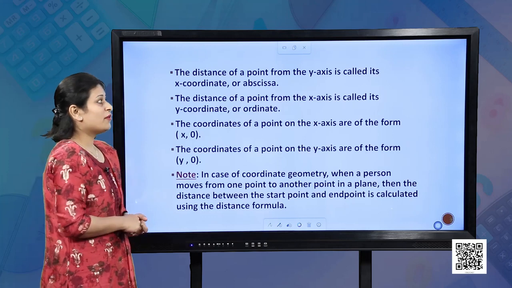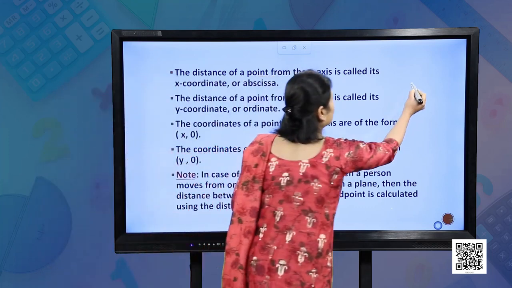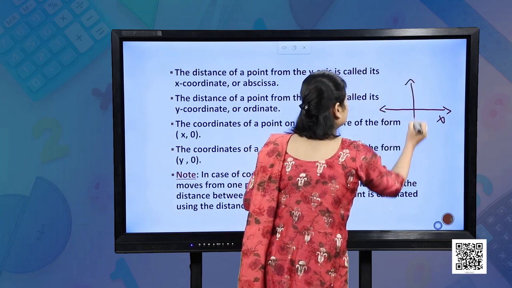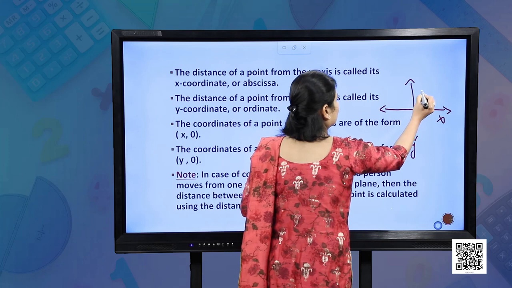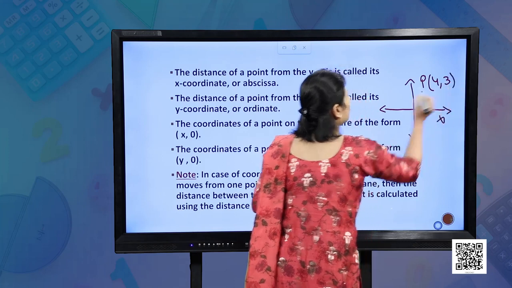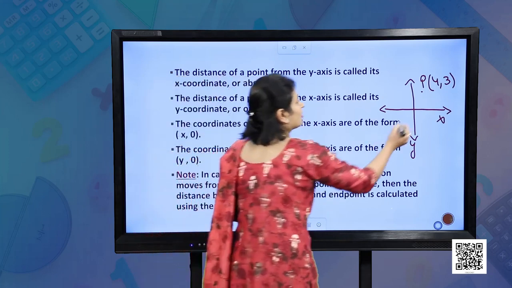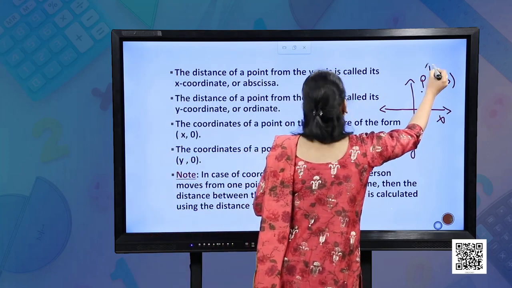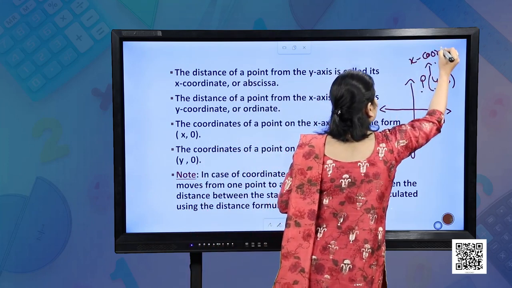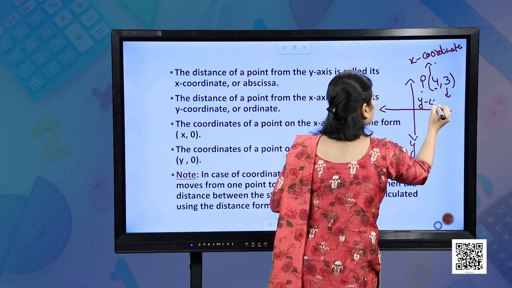Now, the distance of a point from the y-axis is called its x coordinate. Suppose I consider the Cartesian plane and mark a point P over here. Suppose this is (4, 3). Here, the distance of the point from the y-axis is 4. So, this is called the x coordinate and 3 is called the y coordinate.